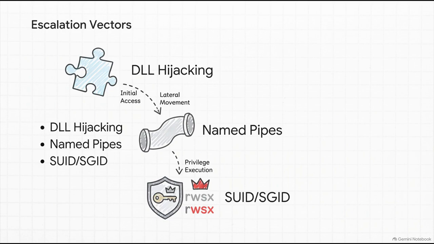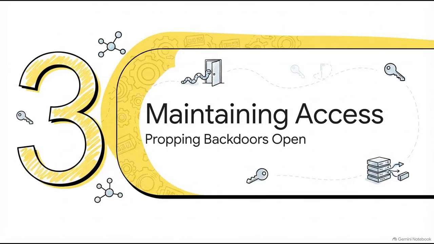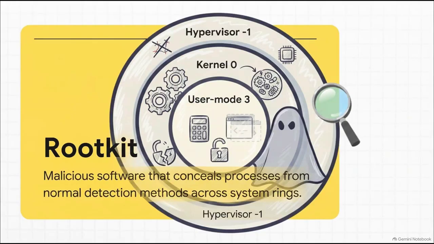And if we're talking Linux, it very often comes down to misconfigured SUID or SGID permissions. This is where a normal user gets temporary file owner rights to run a script, and the attacker manipulates that to pop a root shell. That takes us to Phase 3, maintaining access, or propping the back door open. Okay, the attacker has total control.